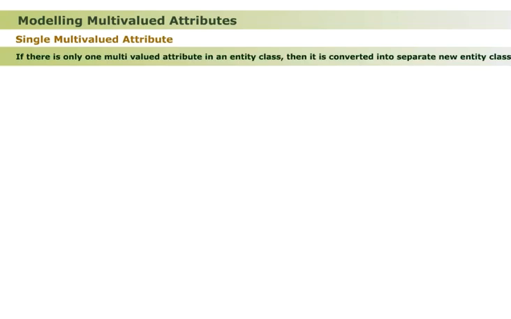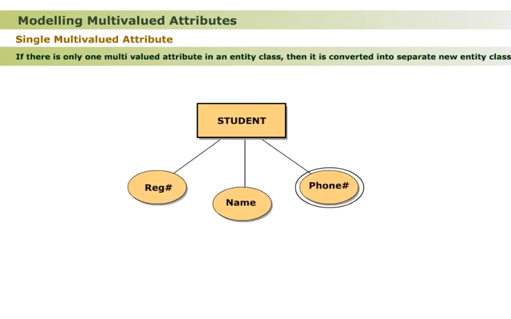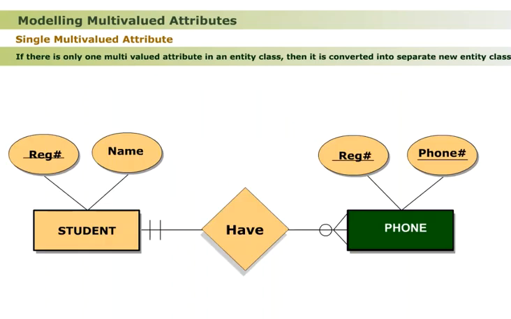If there is only one multi-valued attribute in an entity class, then it is converted into separate new entity class. The class name and attributes are required to be defined. For example, consider the entity class student with two single-valued attributes, registration number and name, and one multi-valued attribute, phone, as shown. The multi-valued attribute phone number is converted into new entity class phone, as shown.